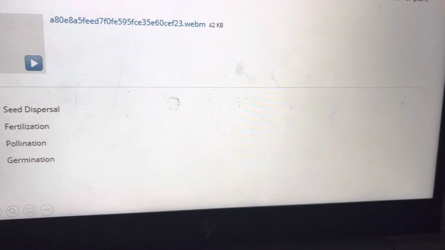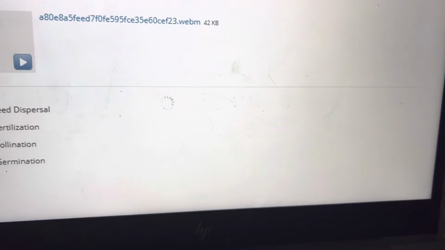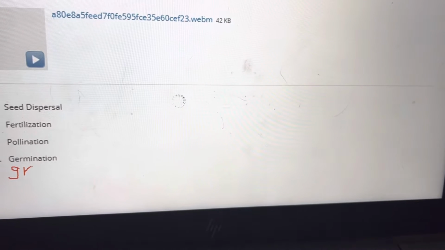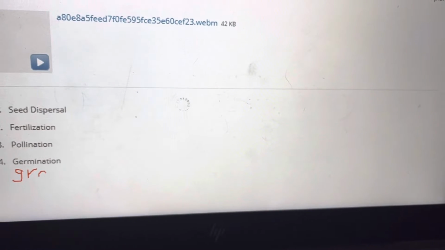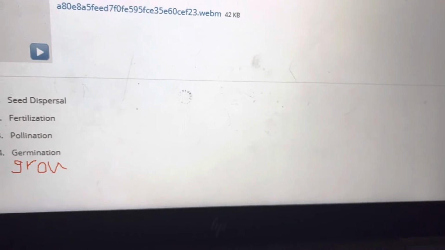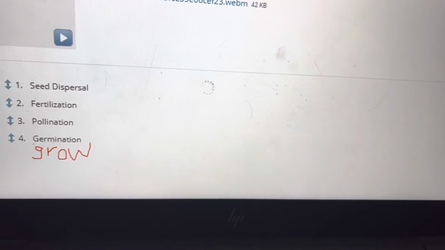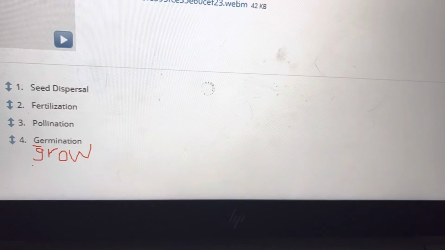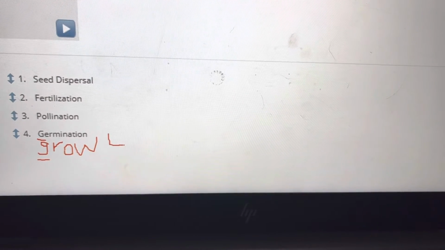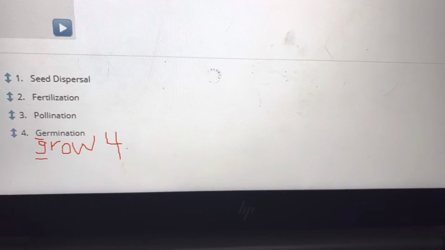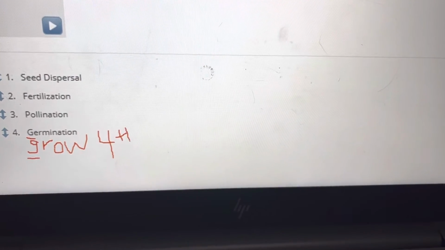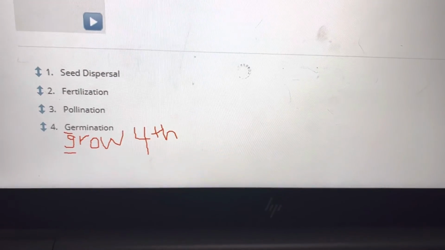Well, I know that germinate is grow. It's hard to write on the computer, so bear with me for a sec. And I know that because they start with the same letter, G and G. But this is last. So germination should be fourth, because the last thing that's going to happen is that seed's going to start to grow. So that should be the last one.